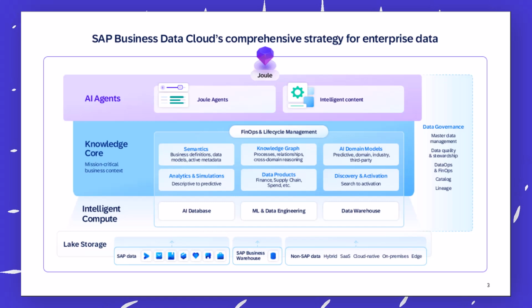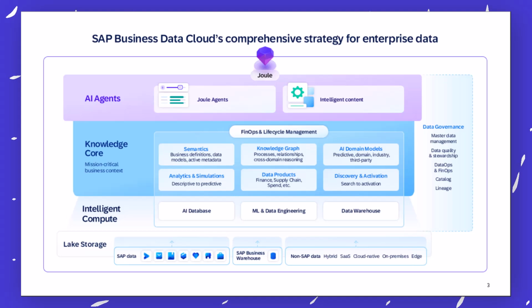Now coming to the knowledge graph. It maps relationships across processes and domains. The next one, the most important one, is data products. Data products deliver trusted and business-ready data coming from different LOBs, for example finance, supply chain, or spend. These are a couple of examples you can think of.